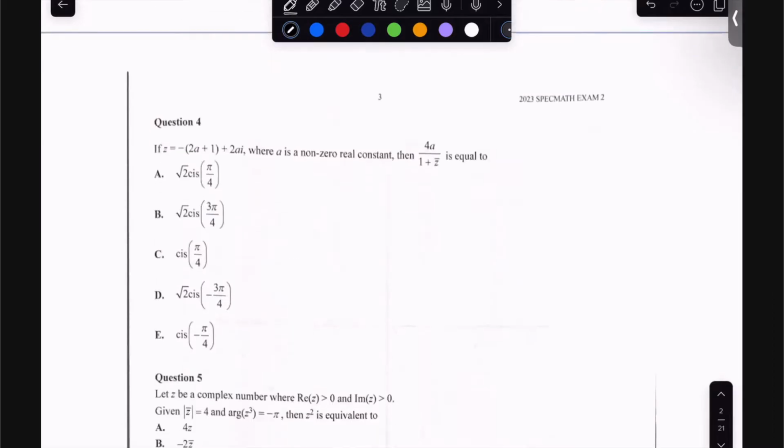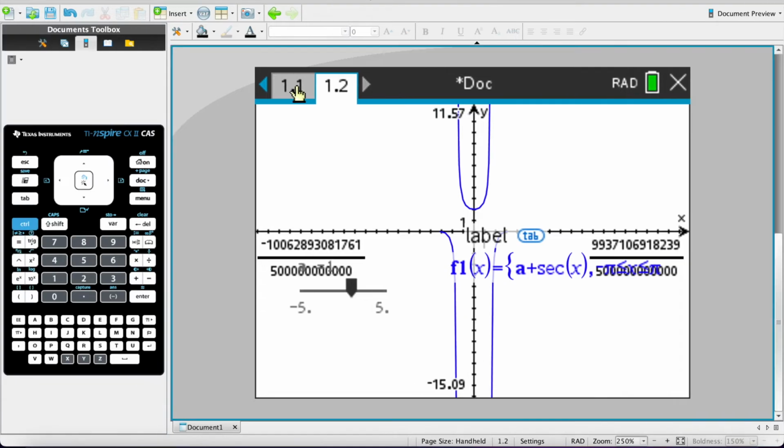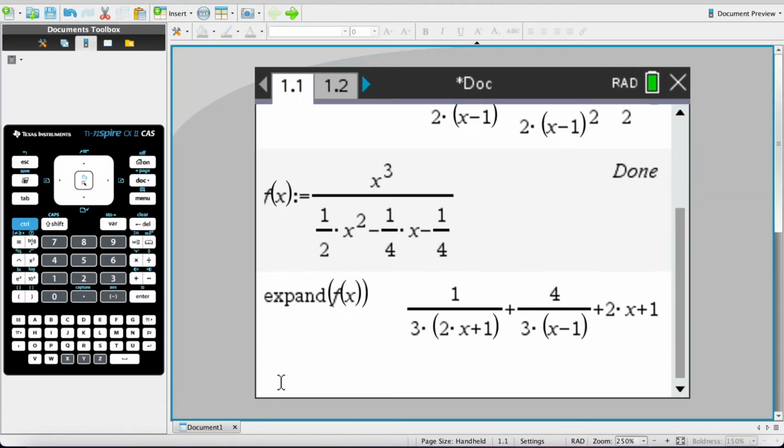If z is equal to -2a + 1 + 2ai, where a is a non-zero real constant, then 4a over 1 + z is equal to the conjugate of z. So can we make this a polar form? Alright, let me just define and store z as that. Actually, I'll just write it out.